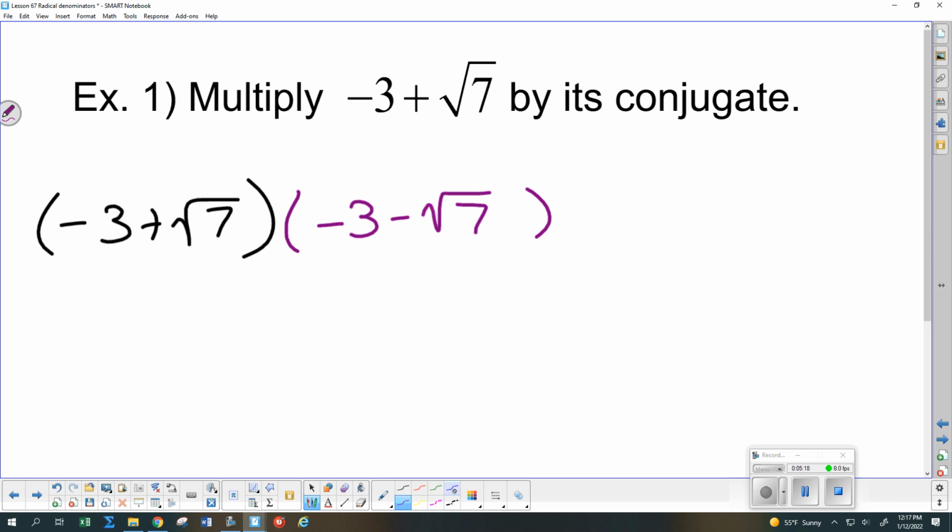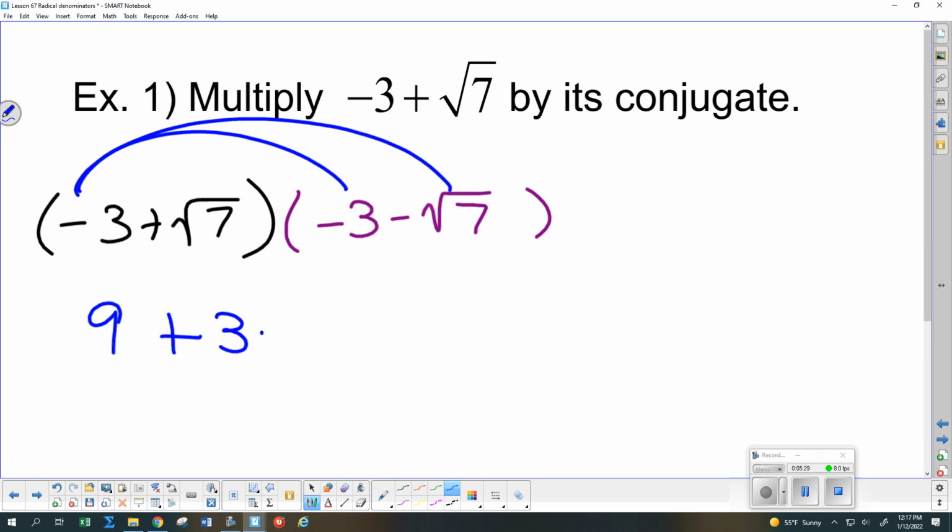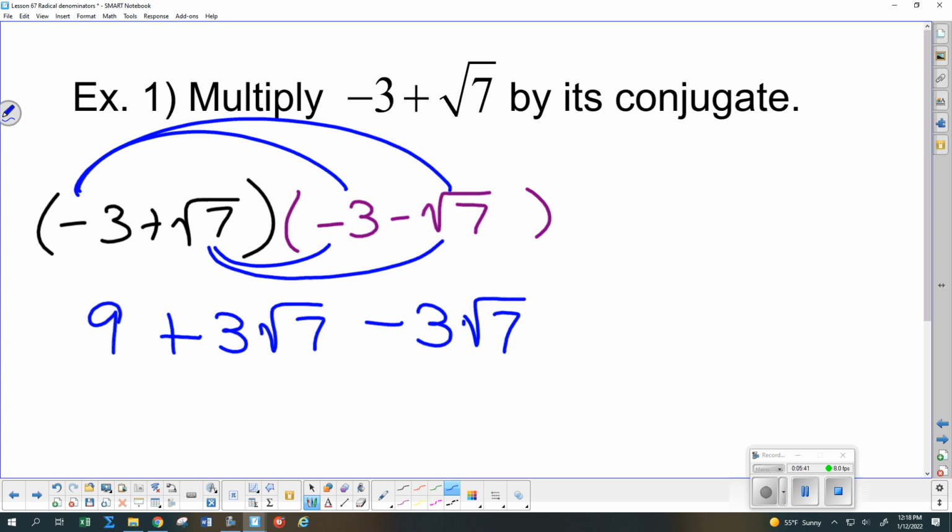So if I do that, -3 times -3 is +9. Then I get negative times negative, which is a plus 3 root 7. Now for the inside times inside, plus times minus is a minus 3 times a root 7. And last times last, plus times minus is minus root 7, which is a regular 7.